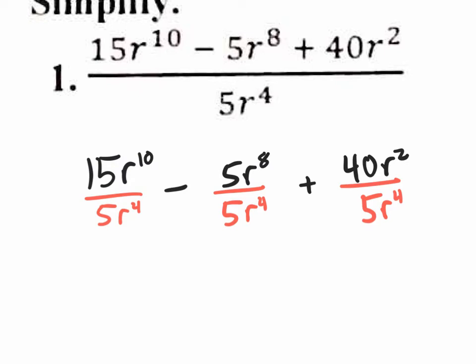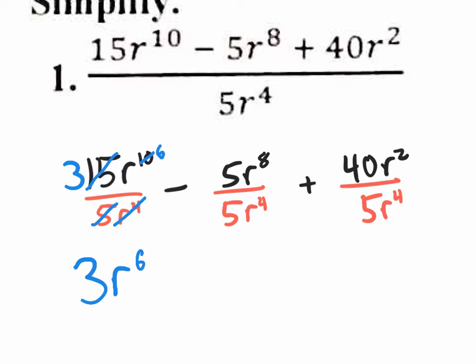And now we're going to use the rules of exponents, the canceling rule, to simplify these fractions. So what do I have here? I have a 15 up on top and a 5 on the bottom. What's 15 divided by 5? 3. So 15 divided by 5 is 3, and the 3 is obviously left over up on top. How many r's do I have on the bottom? 4. How many r's do I have up on top? 10. So all 4 r's cancel with 4 of these 10, and I will have 6 left over up on top. So what's the first term of my answer? It's 3r to the 6th.